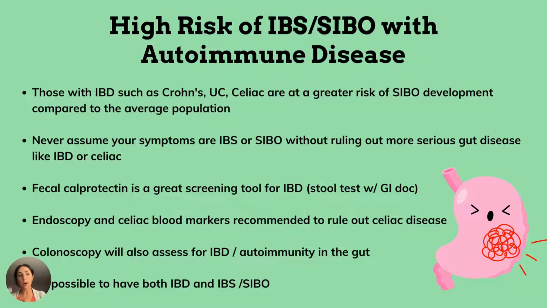I even like using fecal calprotectin. I recommend that at your GI doctor if you're not ready for a colonoscopy. It's a great screening tool for IBD. You also have CRP levels, which also test inflammation. Then we have endoscopy and celiac blood markers that can rule out celiac disease. So I typically recommend that. And again, colonoscopy will assess for IBD lower down in the GI tract, but it is possible to have both IBD and then layered in with IBS and SIBO. And I have helped these clients before. It can be tricky, but we can definitely see some symptom relief and eradication of SIBO.